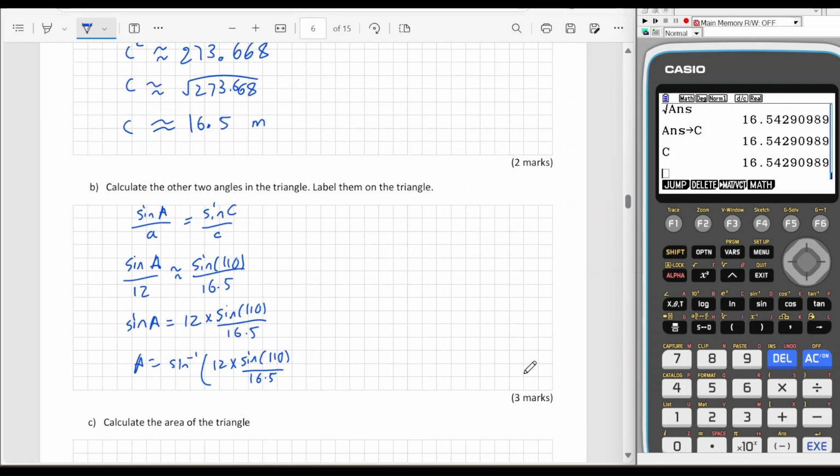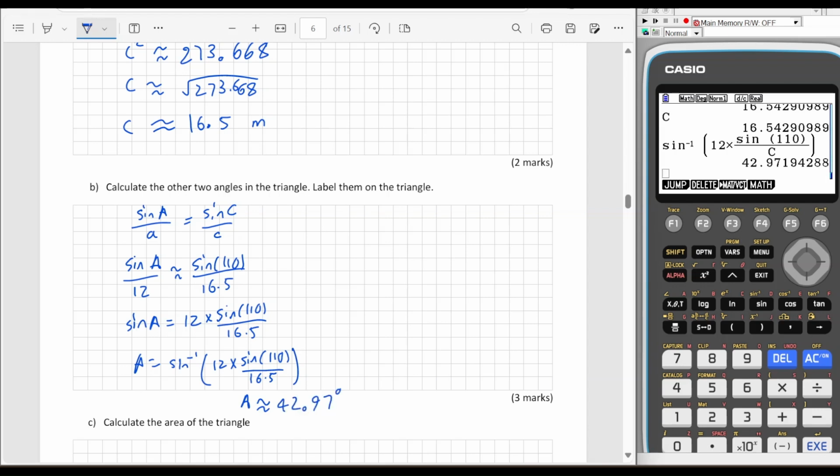So what I want to do to figure out A is I need to go inverse sine of 12 times sine 110 over... Now it's 16.5. That's the C value I just got. There we go. So that'll save you a whole bunch of time. It's a little bit annoying to do it first, but once you get used to it, it saves heaps of time in tests and exams.